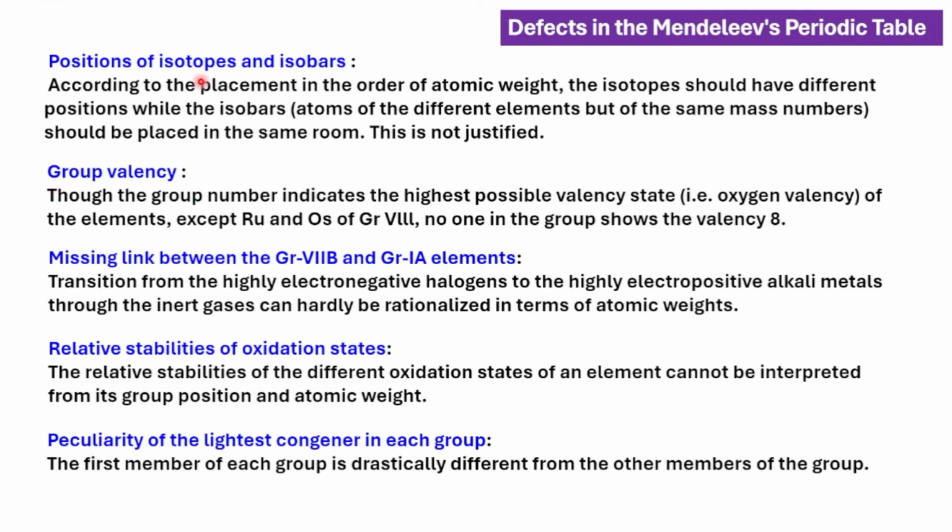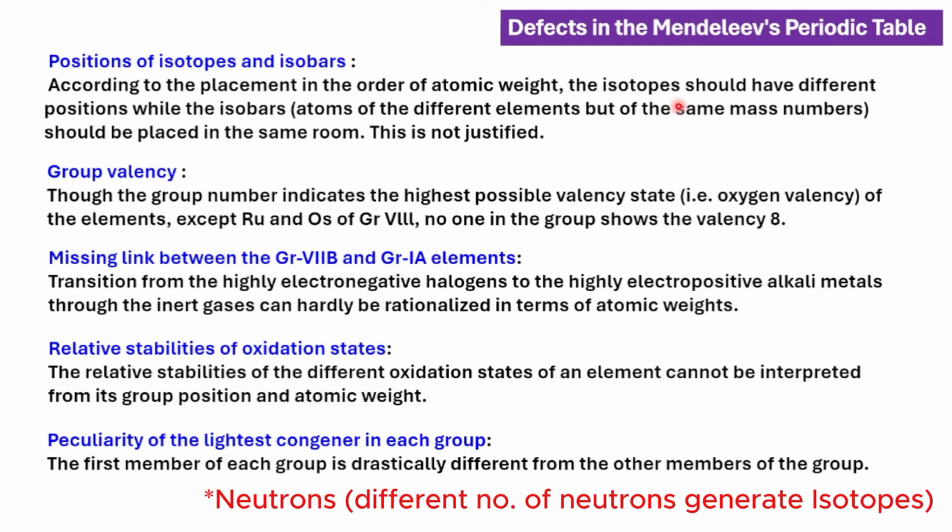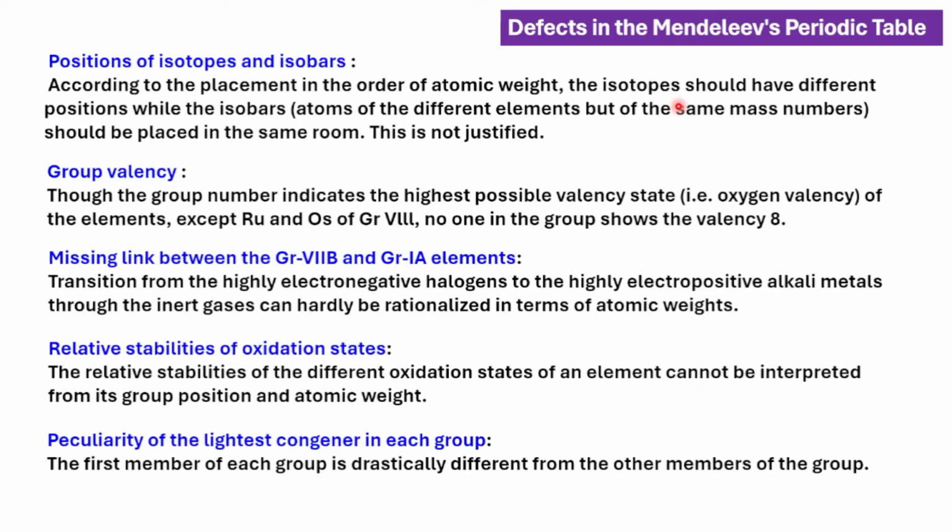Next one is the positions of isotopes and isobars. According to the placement in the order of atomic weight, the isotopes should have different positions, while the isobars... So if you see an isotope, that means you have the same number of protons but a different number of neutrons. That means your atomic weight will be different.